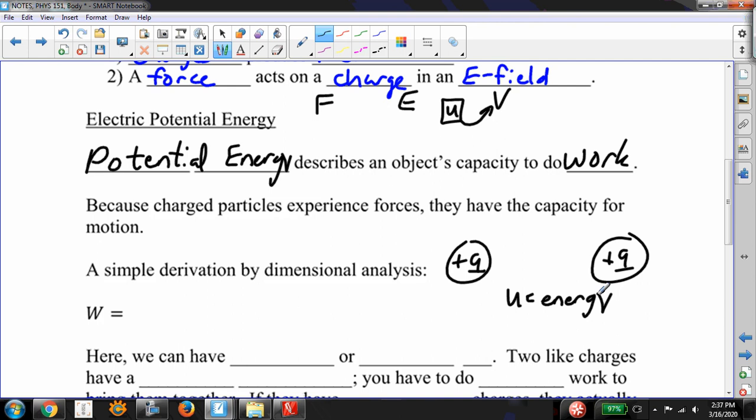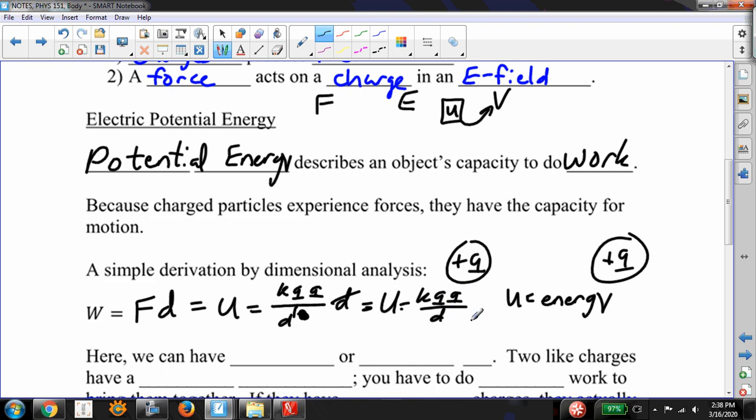We can do a quick sort of ad hoc derivation. Remember, the work is force times distance, and that work, by the work energy theorem, is the same as the energy of that system. And so that's going to be equal to KQQ over D squared times D. And I can cancel out that D with one of these D's, and I'm just left with KQQ over D. So that is the expression for potential energy, KQQ over D.